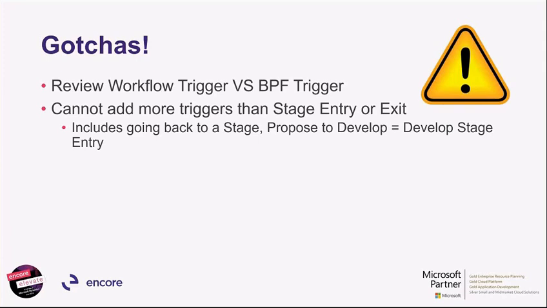The other limitation is that when you go back to a stage in the opportunity, that is considered a stage entry. So for example, if in that scenario where the proposed was the next process after the develop, if I went back to the develop stage from the proposed, that would count as a develop stage entry. And so that's something to keep in mind, that some of your processes may not always be a linear progression. It could be a linear regression that still counts as the same trigger or same action for the business process flow enhancement.